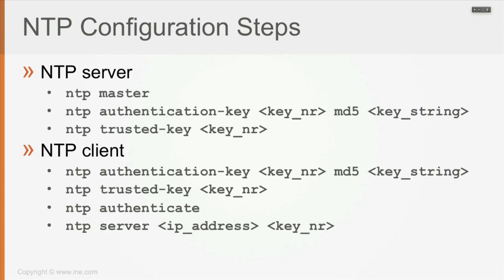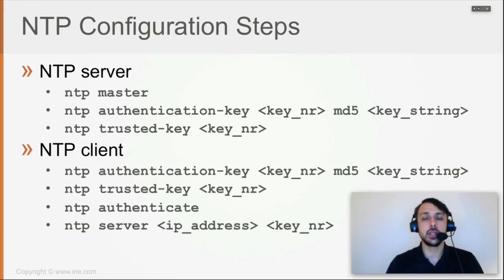So if NTP authentication is not required, on the client we just need to configure the last command, which is NTP server and the IP address of the server. You don't have to configure the key number. You have to put the key number at the NTP server command only if authentication is enabled, and at that point you also need the above 3 commands on the client side.